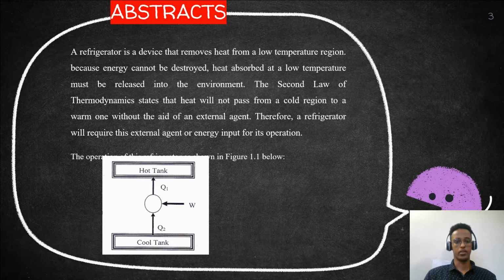To begin with the abstract, a refrigerator is a device that removes heat from a low temperature region. Because energy cannot be destroyed, heat absorbed at a low temperature must be released into the environment. The second law of thermodynamics states that heat will not pass from a cold region to a warm one without the aid of an external agent. Therefore, a refrigerator requires this external agent, or energy input, for its operation.